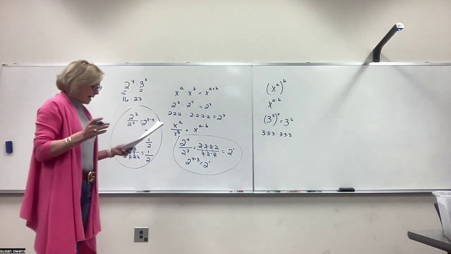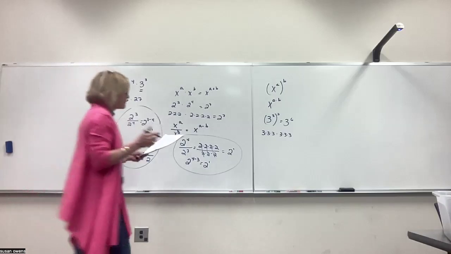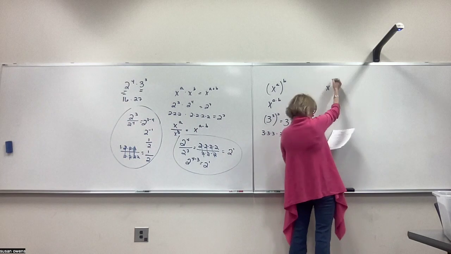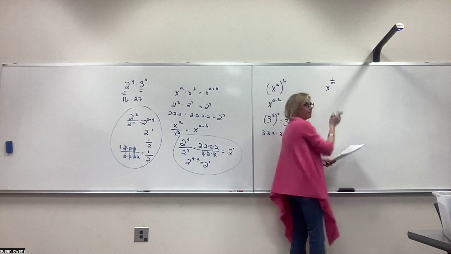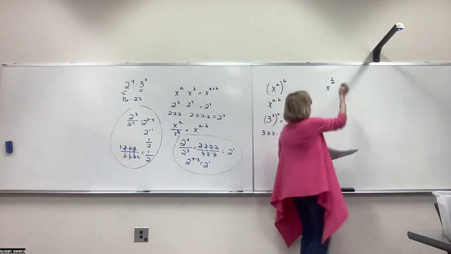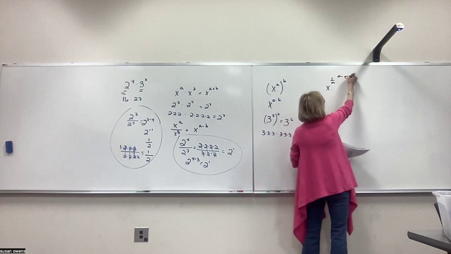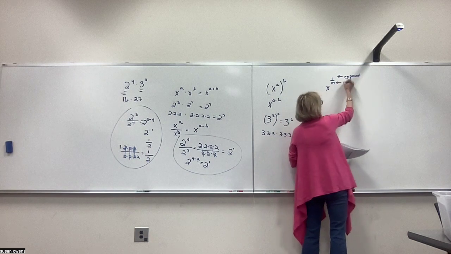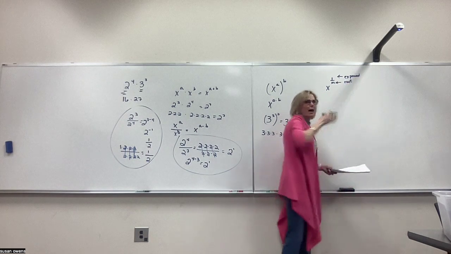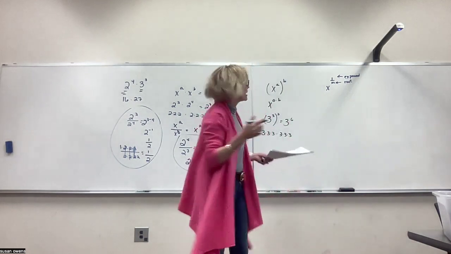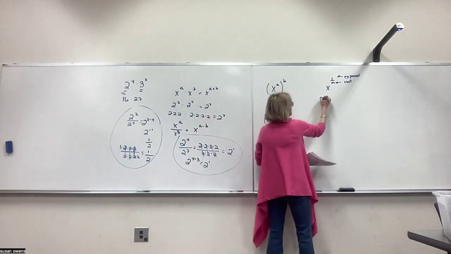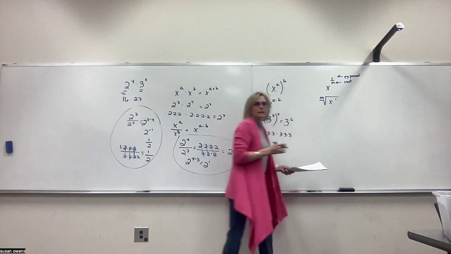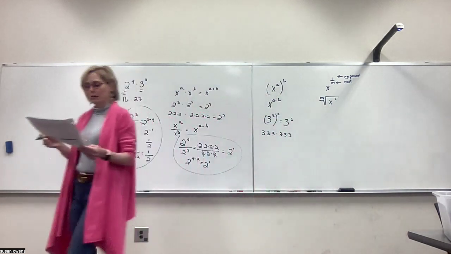All right, and then the last one are fractional exponents. So if I have a base of x to the 1 over m, when you have this, the numerator is your exponent. The denominator is a root. So that means some type of radical sign. So that means the m-th root of x to the first power.